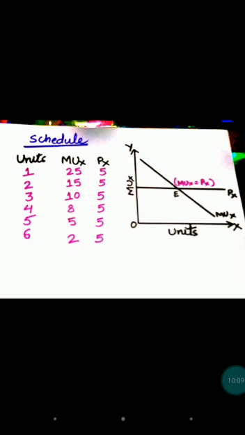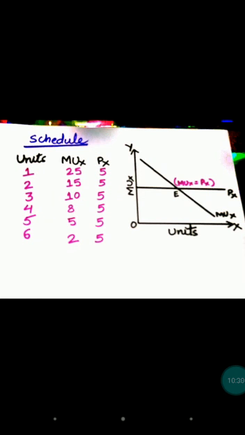If we consume the next unit, unit 6, we are going to pay 5 rupees, but our satisfaction is less. Here we will get a loss. So the consumer will not consume unit 6. He will consume up to unit 5, and unit 5 is the point where the consumer gets equilibrium.